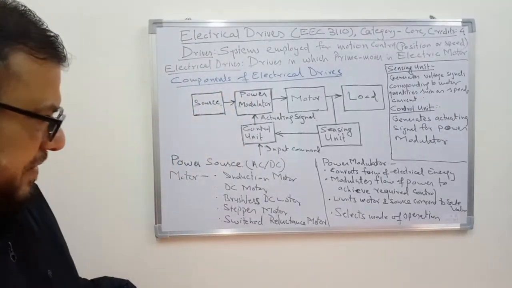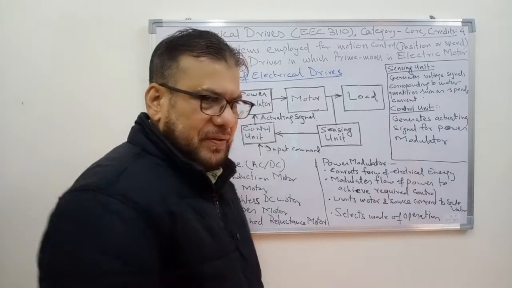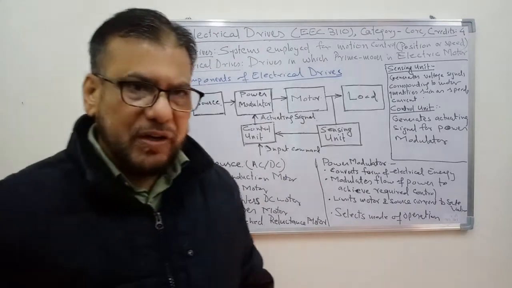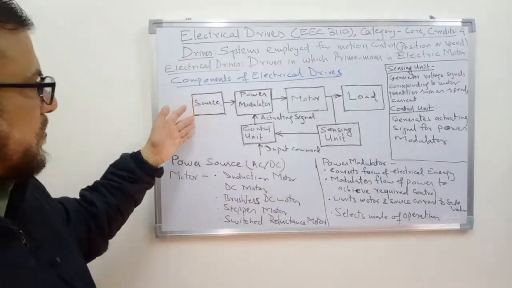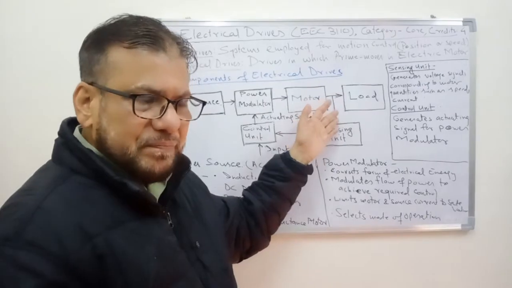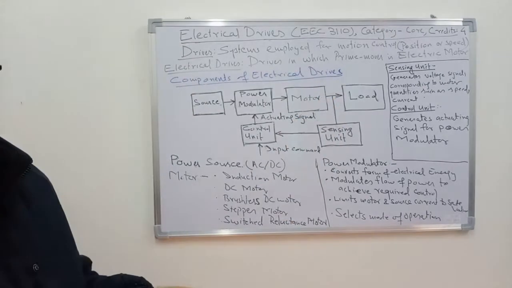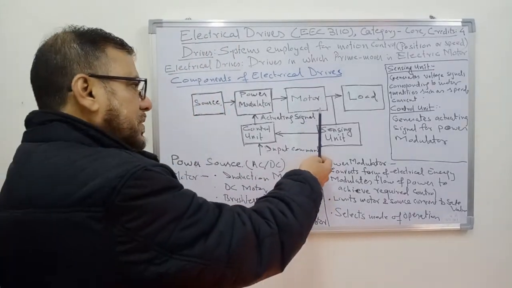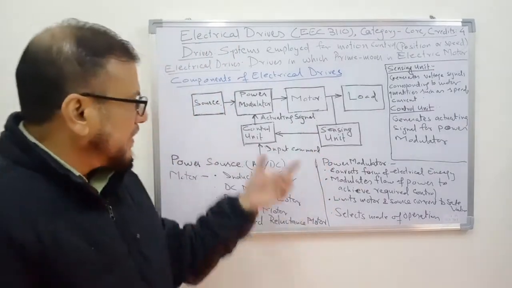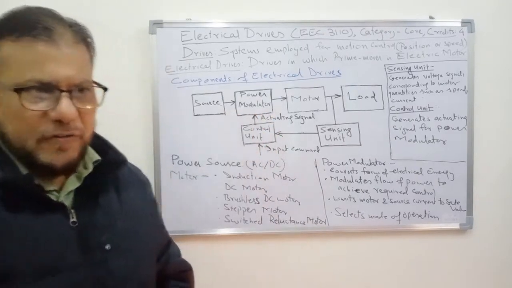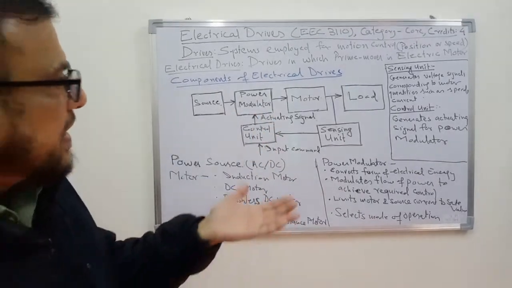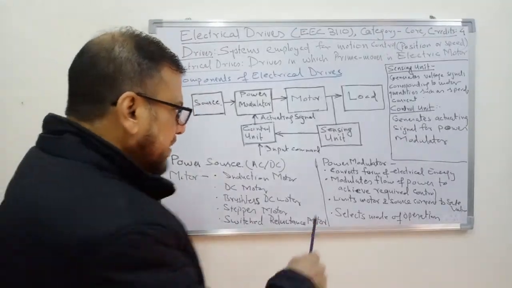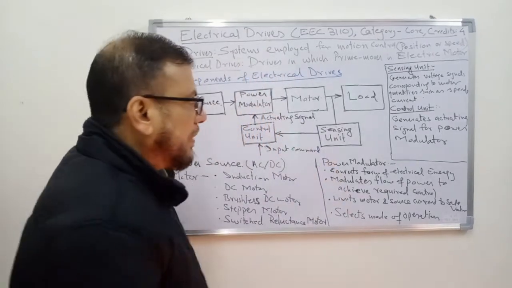And finally, it selects the mode of operation. The drive may operate in various modes. It may operate in motoring mode, where the energy flows from source to motor, and it may operate in braking mode or regenerative braking mode, where the energy flows from motor to source. So this power modulator will do the job of making the changes such that the motor operates in the desired mode of operation. So these are the functions done by the power modulator.